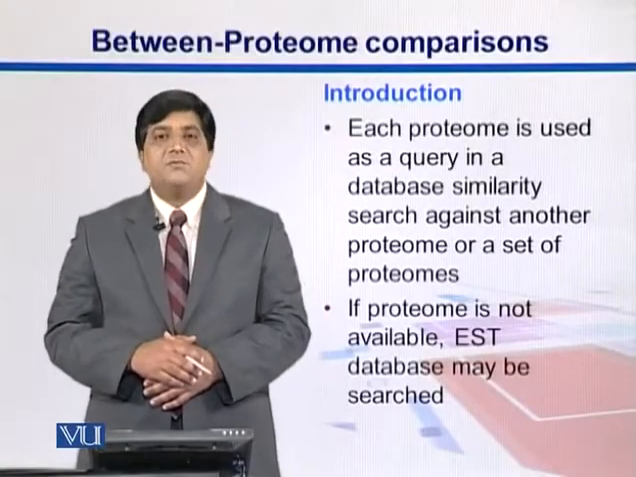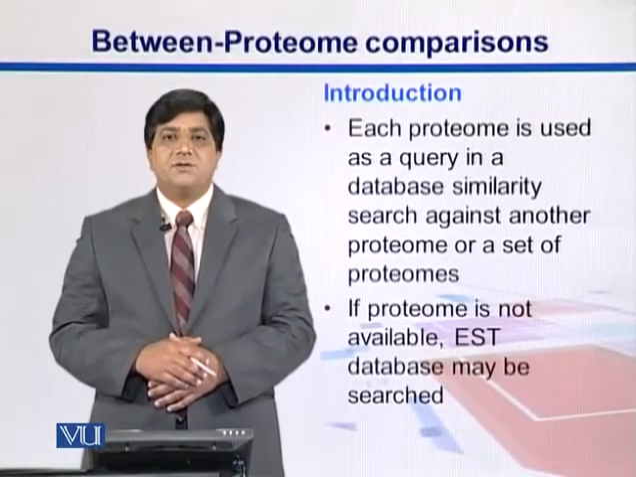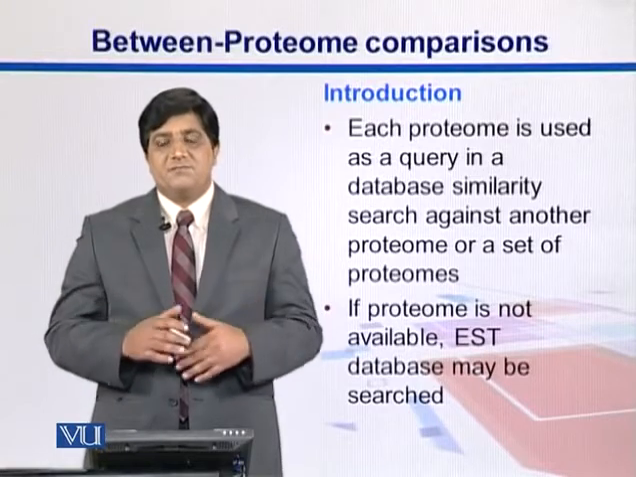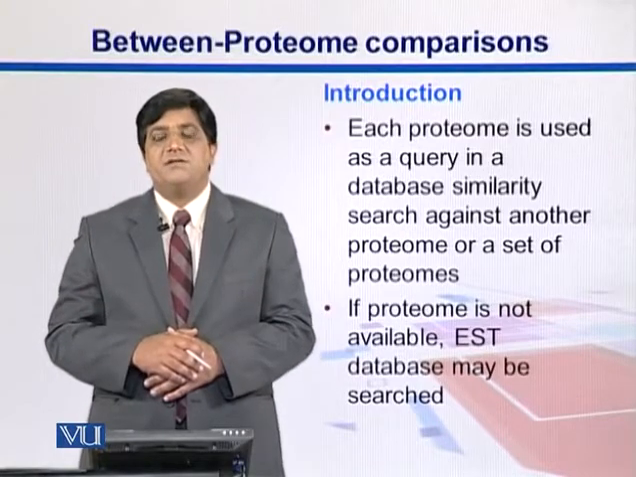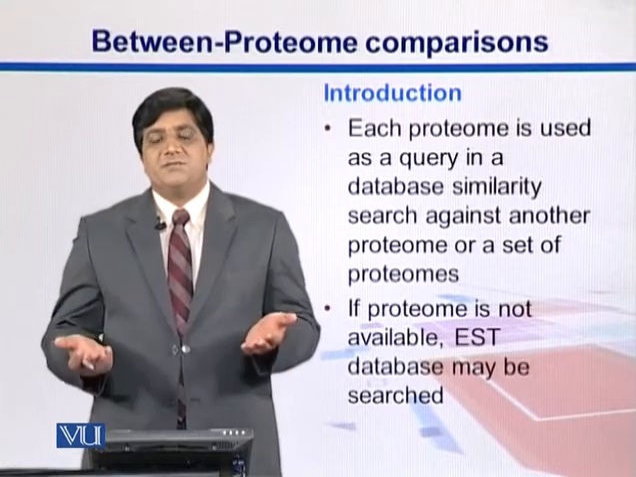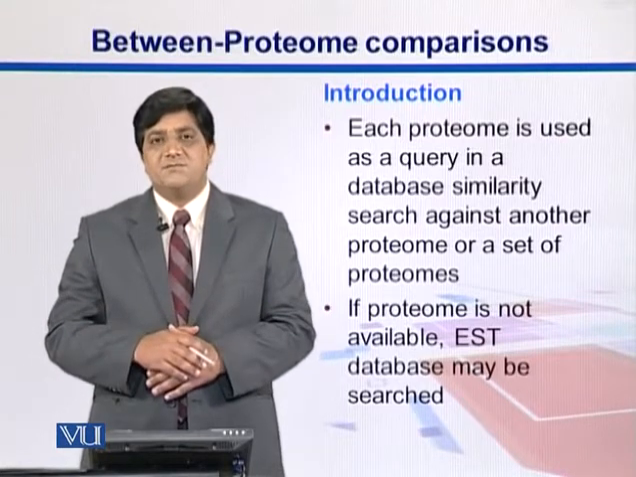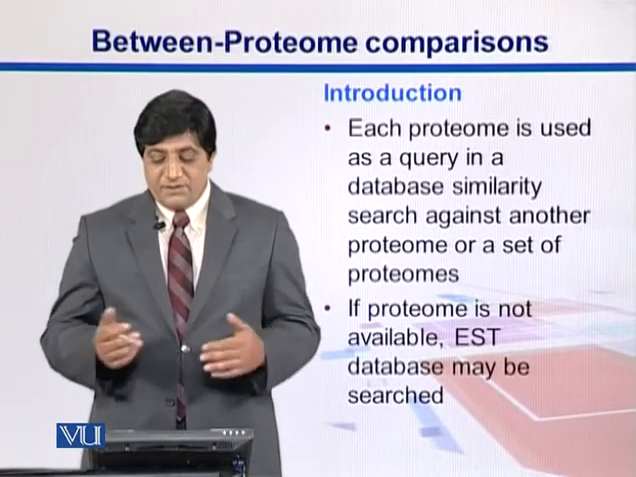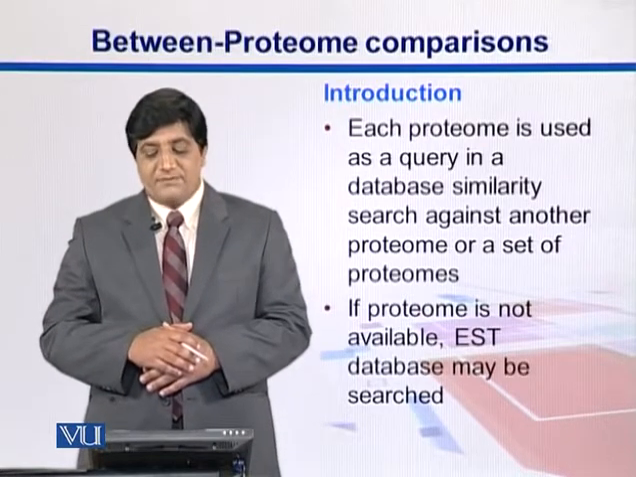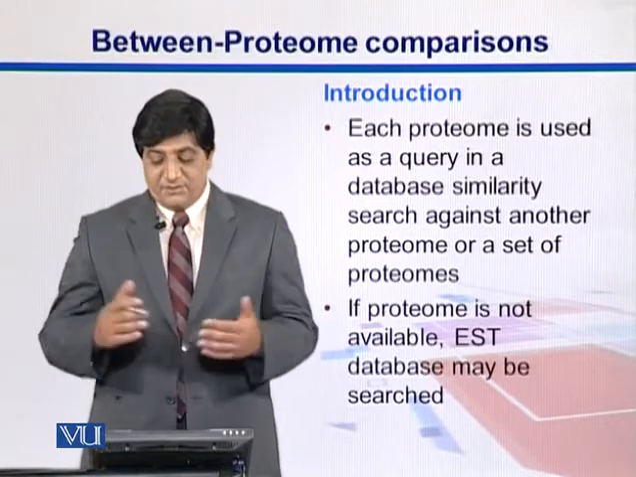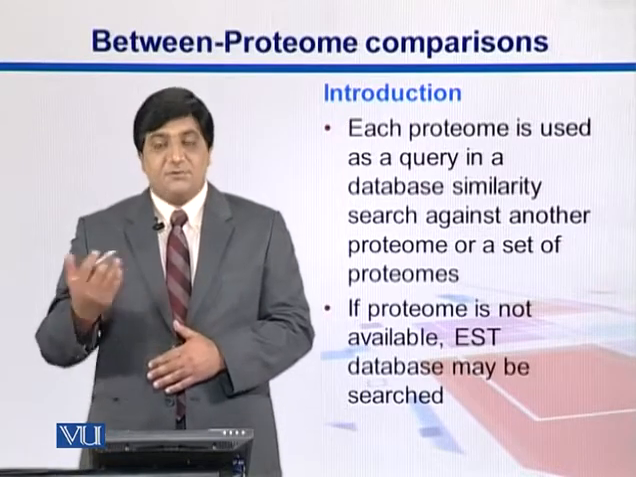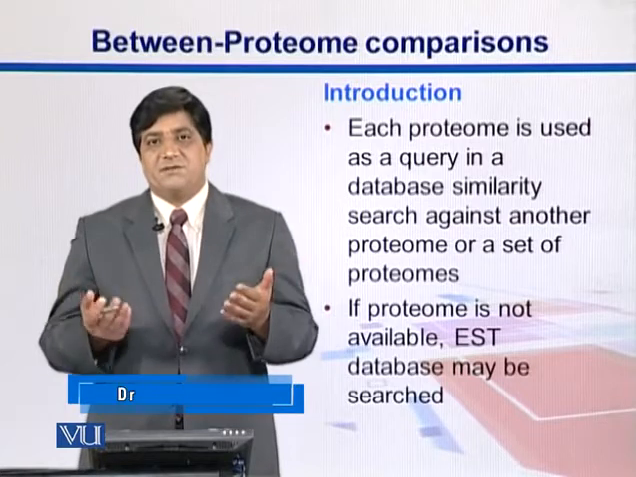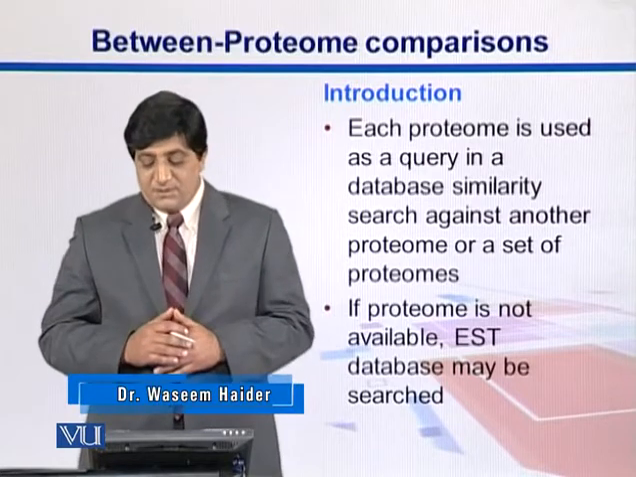So in between proteome comparisons, we compare the proteomes from different organisms with one another. In this way, we can find the genes which are similar between those organisms. We call them orthologous genes. Here we take the proteome as a query and do a database similarity search against another proteome, or there can be a whole database with a set of proteomes.